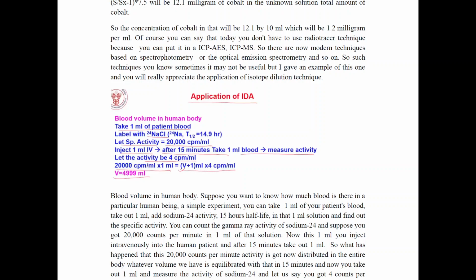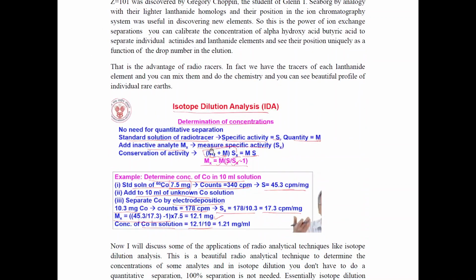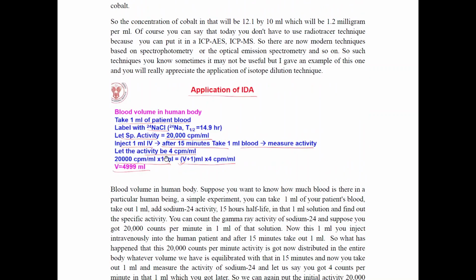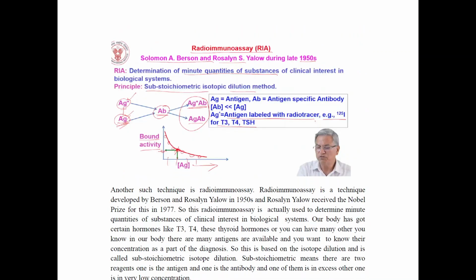Let the activity be 4 cpm per ml. So 20,000 cpm per ml into 1 ml. Using this formula, 20,000 cpm per ml into 1 ml equals V plus 1 ml into 4 cpm per ml. From here we can calculate the blood volume in a human body, equal to 4,999 ml. So like this we can find out the application of IDA.